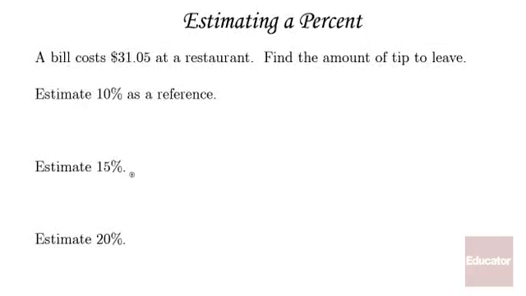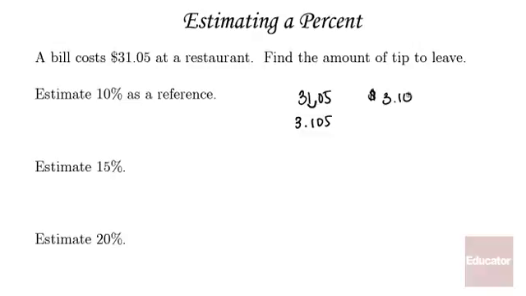A bill costs $31.05 at a restaurant. Find the amount of tip to leave. In situations of leaving a tip, often it's good to be able to estimate percent because it doesn't have to be very exact. So first you want to estimate 10% as a reference. The best way to do that is just to move your decimal 1 place. So that would be about 3.105. And I think the best estimate for that would be about $3.10.